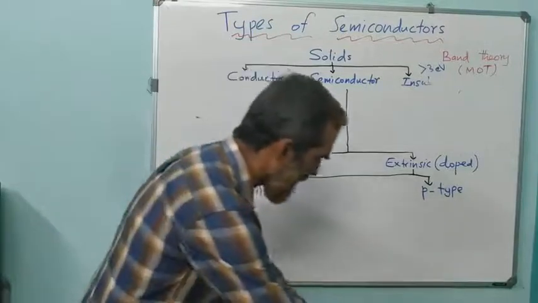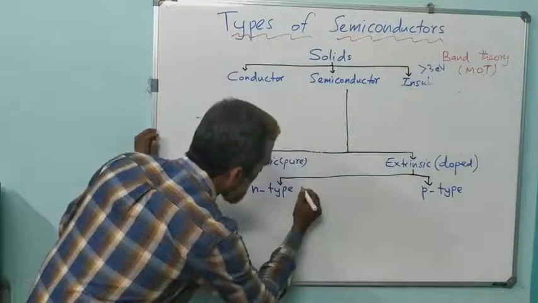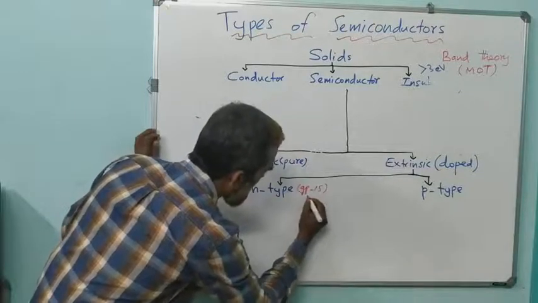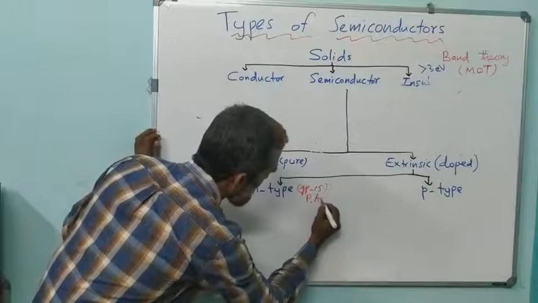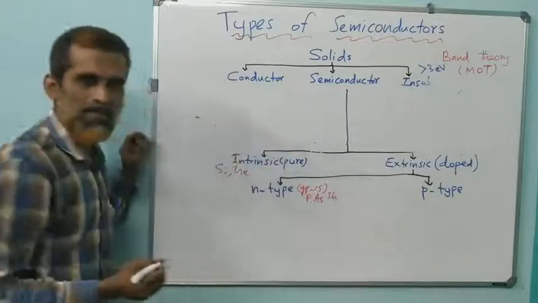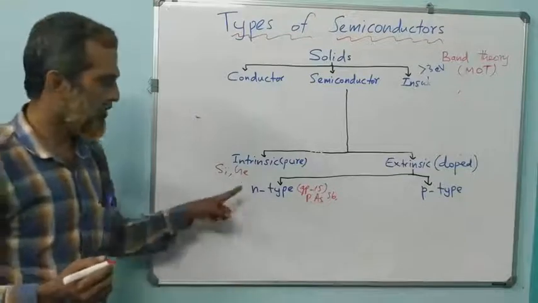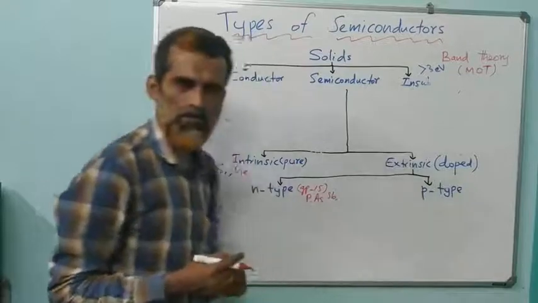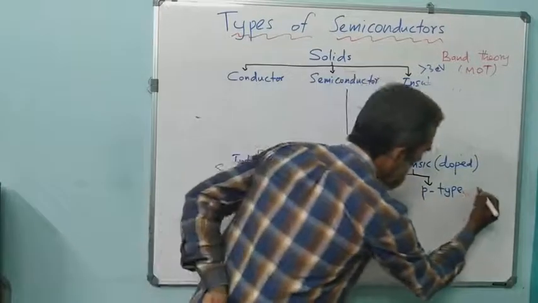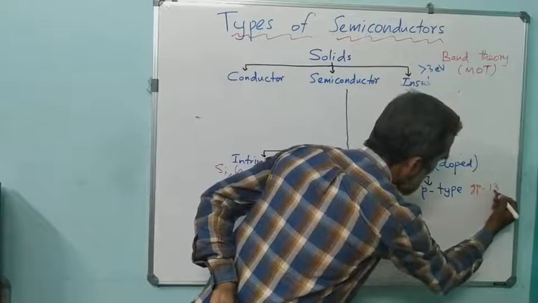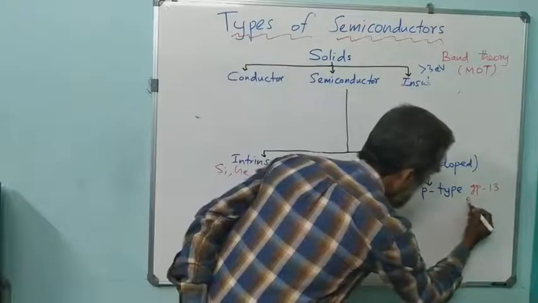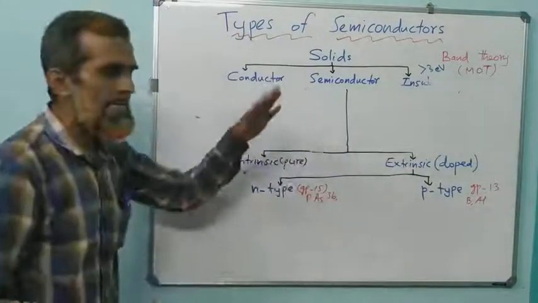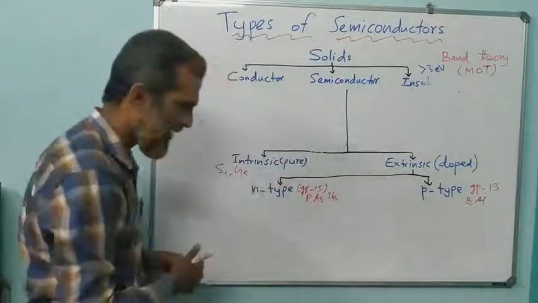In N-type, we are adding group 15 elements, like phosphorus, arsenic, antimony, bismuth. These atoms can be added to get N-type. N indicates negative, P indicates positive. In P-type semiconductor, we are adding group 13 impurity atoms like boron, aluminium, etc. Let's see how this increases the conductivity and what is the difference.